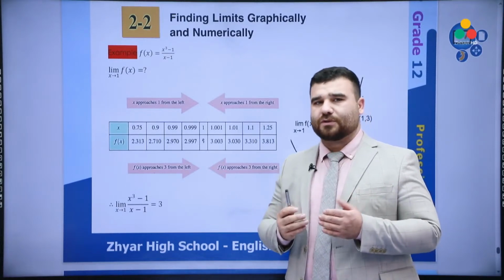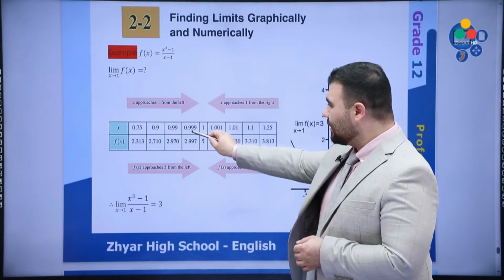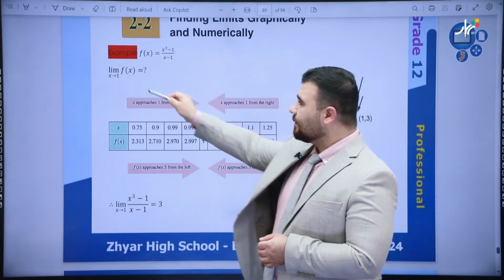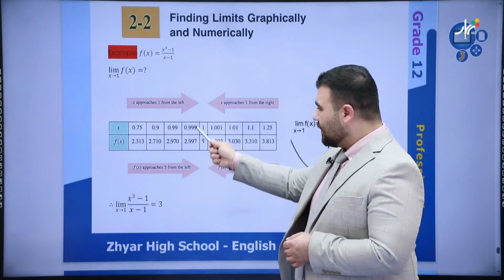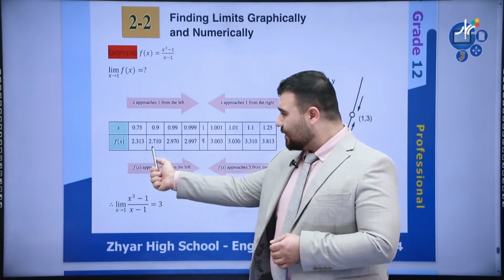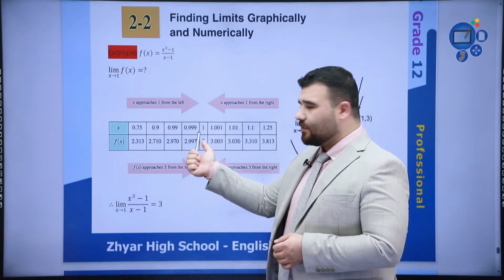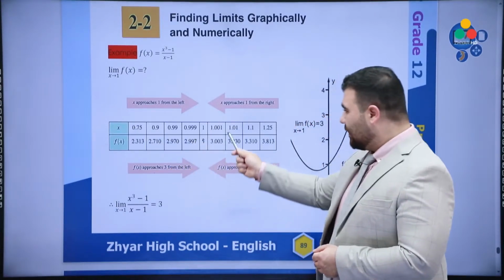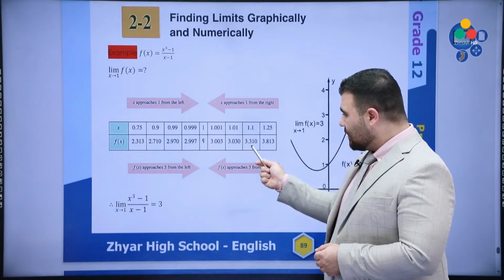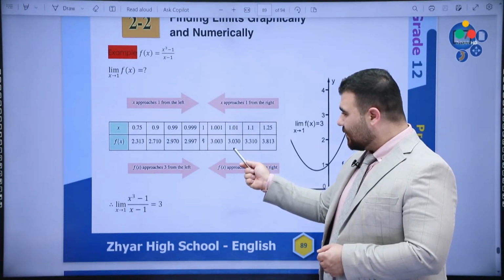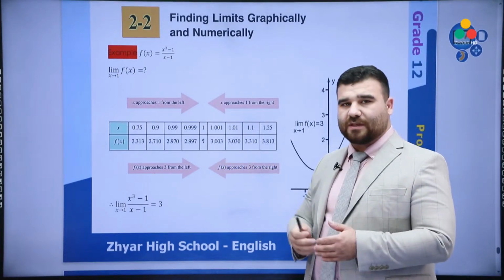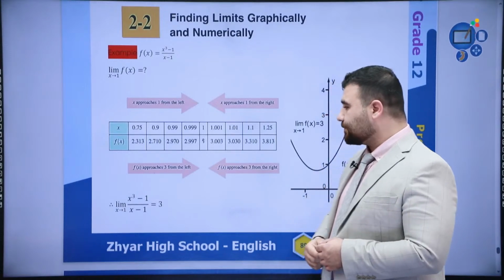As we get very close to 1, by substituting these values in the function, we record the results, and then we notice something in these numbers. These numbers get closer to 3 each time we get closer to 1. Here, these results are more than 3, getting smaller, getting closer to 3 as we get closer to 1.